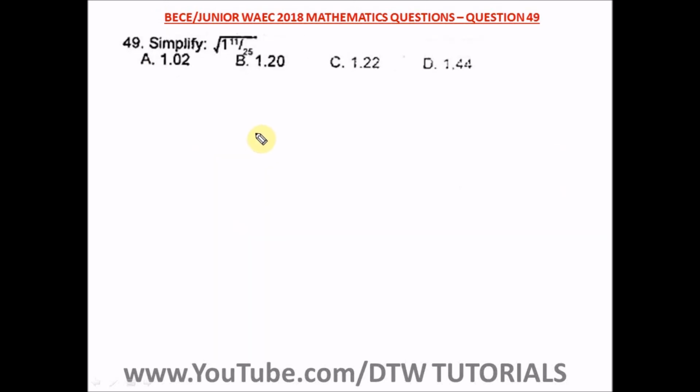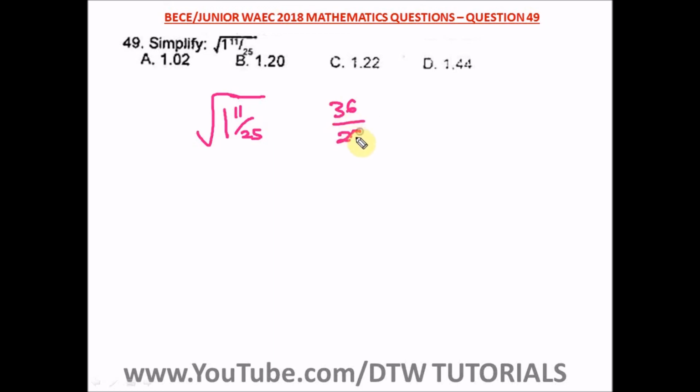Question 49 of the BECE Junior WAEC 2018 Mathematics Past Question. That's your OBJ question 49. It says simplify the square root of 1 whole number 11 over 25. This is a mixed fraction, so let us convert to an improper fraction. In converting, 25 times 1 is 25, and 25 plus 11 gives us 36.